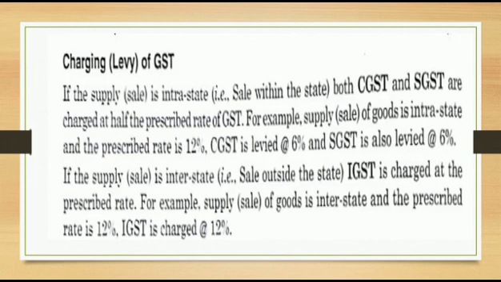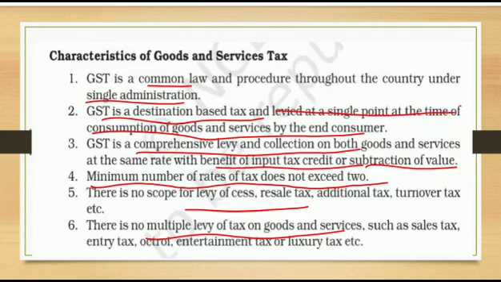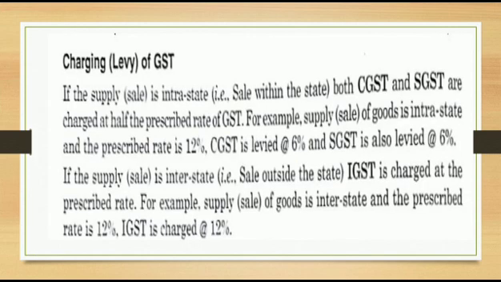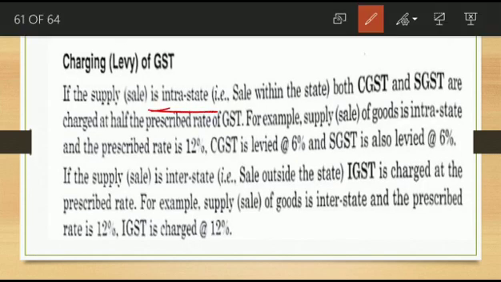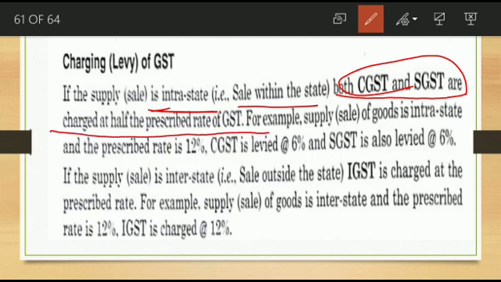Now next one is charging of GST. How are we charging this GST? If the supply or sale is intrastate, within the state, both CGST and SGST are charged at half the prescribed rate of GST. Example: supply or sale of goods intrastate and the prescribed rate is 12%, then CGST is levied at 6% and SGST is also levied at 6%.